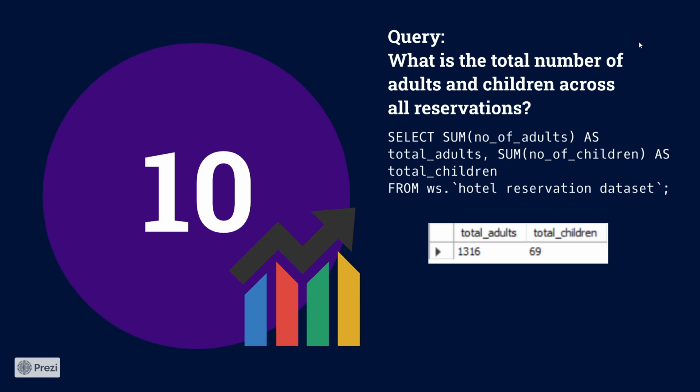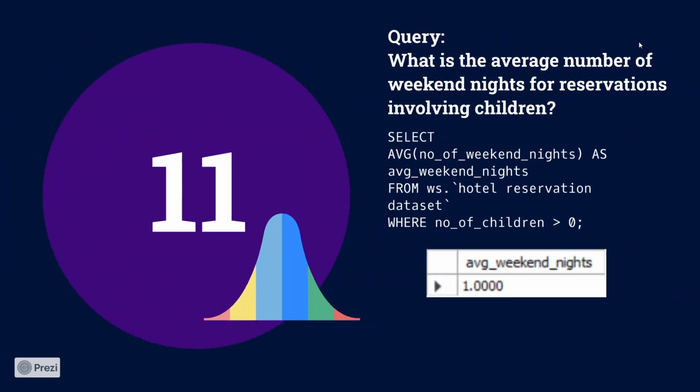In my 10th query, what is the total number of adults and children across all the reservations? I selected the sum of the number of adults and number of children columns with the aliases total adults and total children from my hotel reservation dataset. In my 11th query, it was asked what is the average number of weekend nights for reservations involving children. I selected the average of the number of weekend nights as average weekend nights from the hotel reservation dataset, where the condition was that number of children should not be 0.